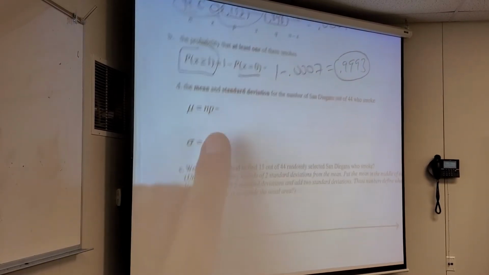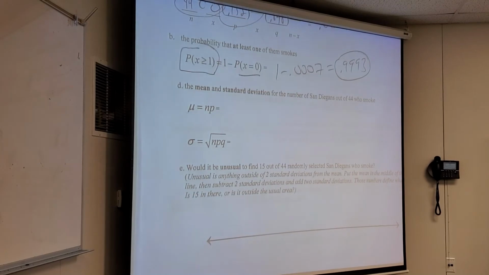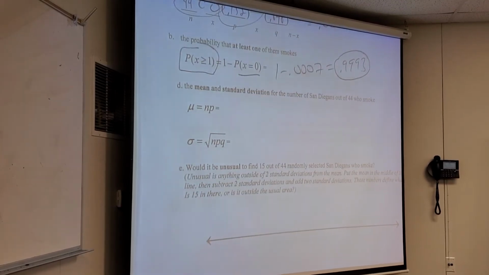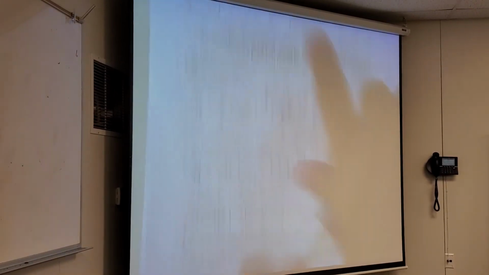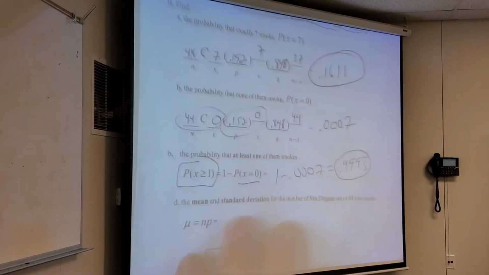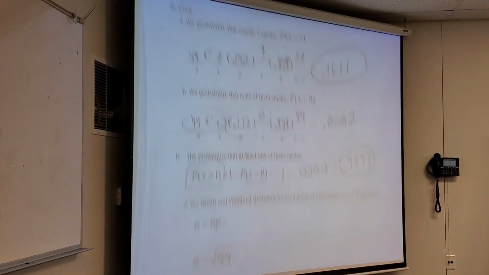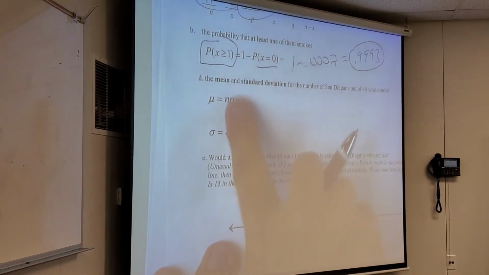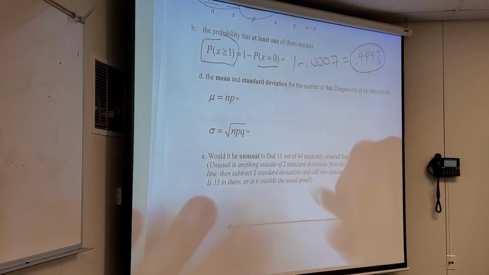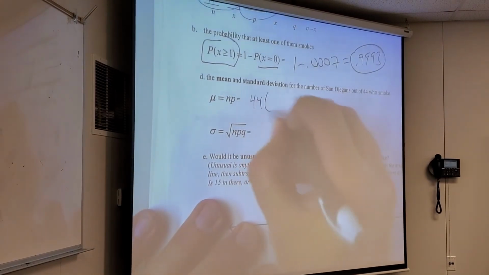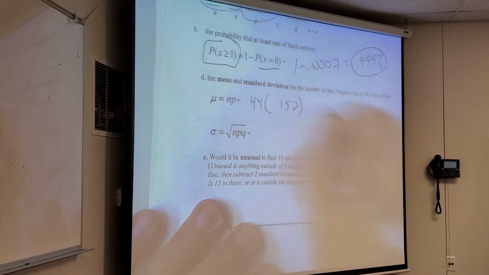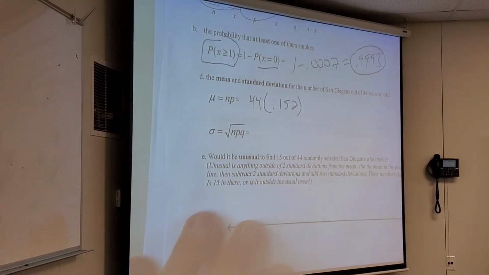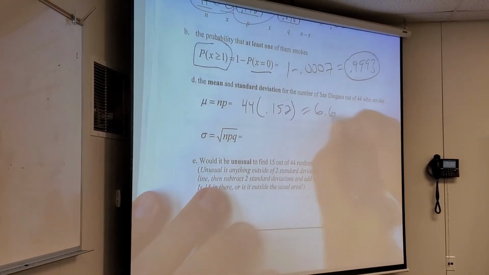And then these are, as I promised, every time we have a new way to be given data. So now this binomial, these are called binomial distributions. That's another new way they can give me data. I need to have a way to calculate these two things. And we do. So this will be 44 people times 15.2% of them. 6.688, sorry?